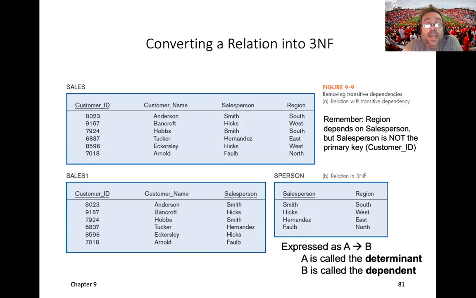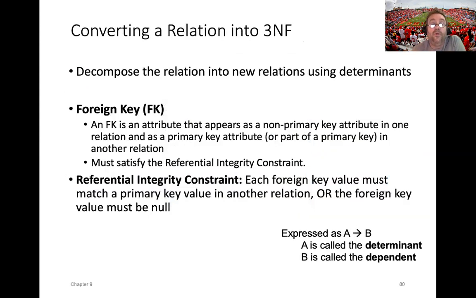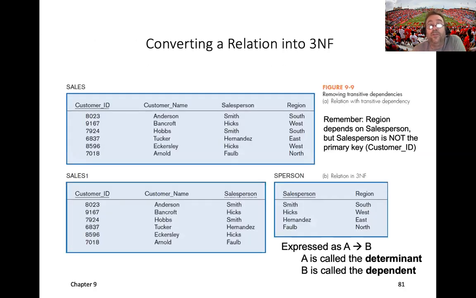But we still want to keep the relationship between customer ID, customer name, salesperson, and region. So how do we do that? Let's look at what it said before. A foreign key is an attribute that appears as a non-primary key attribute in one relation and a primary key attribute in another relation. So salesperson in S-person is a primary key. If I look at sales1, we can see that salesperson is there as a foreign key.